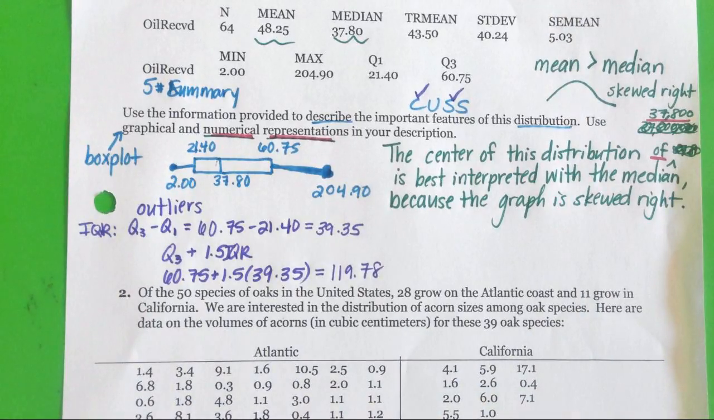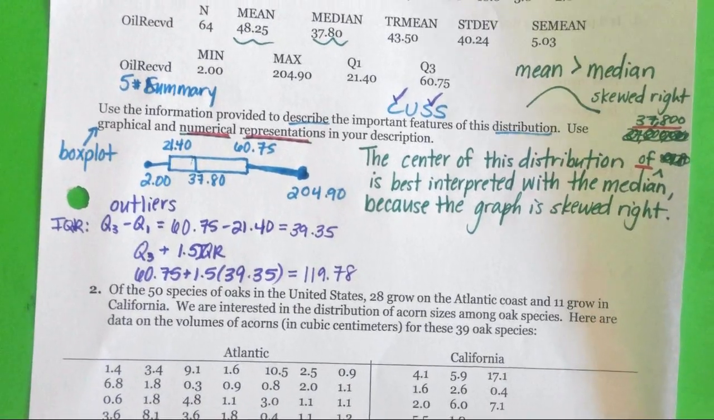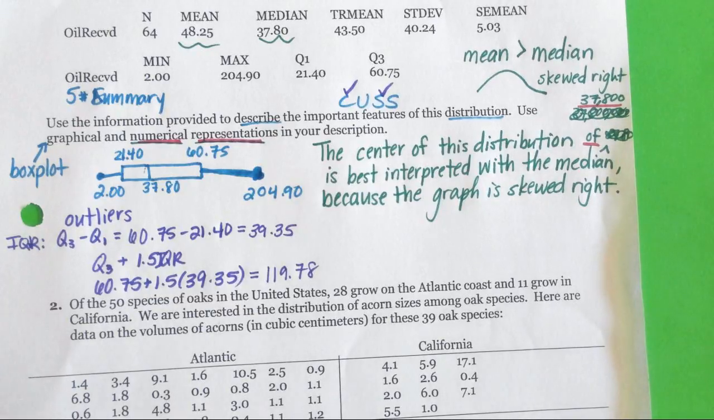So let's do it. I'm just going to do it on my calculator and see. I'm not actually going to write anything down. So it is 21.40 minus 1.5 times 39.35. No, we get a negative number and we don't have any negative values, so it's not going to happen. Okay, so far I've got my C, I've got one of the S's.